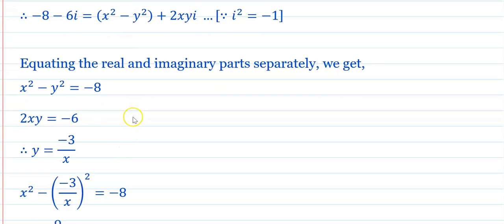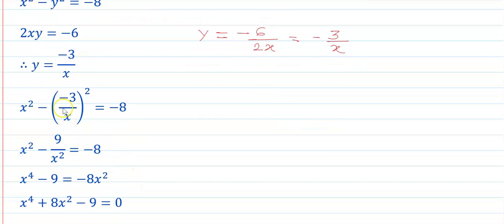Okay. If we simplify this, here I will write, y is equals to minus 6 upon 2x, and after simplification, you will get minus 3 upon x. Put the value of this y in this equation. x square minus (minus 3 upon x) whole square is equals to minus 8. Then what is its square? 9 upon x square.